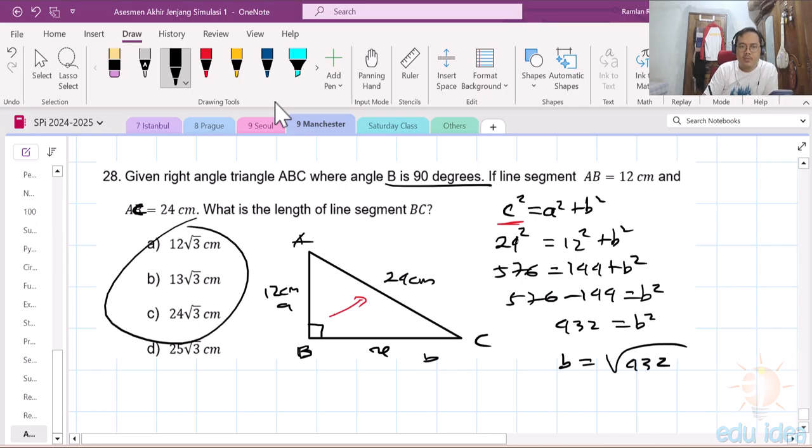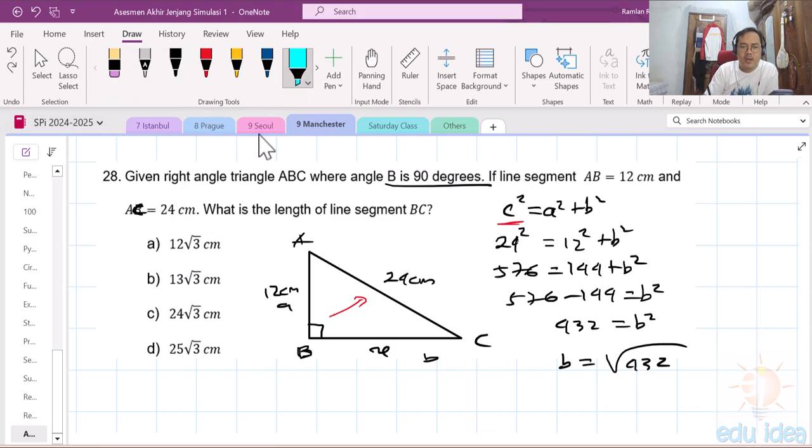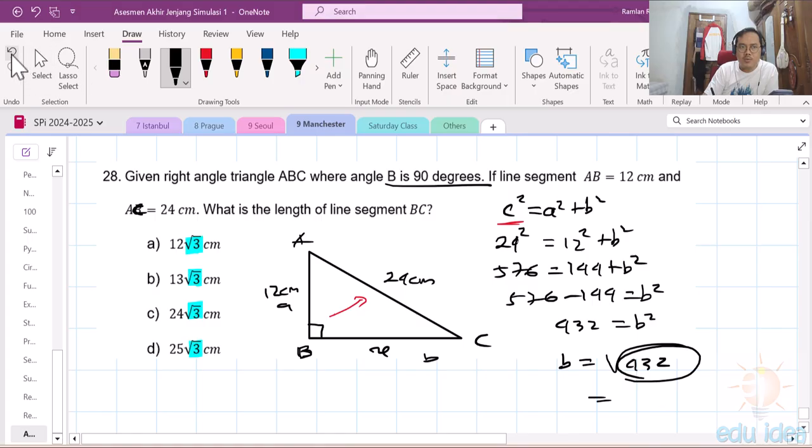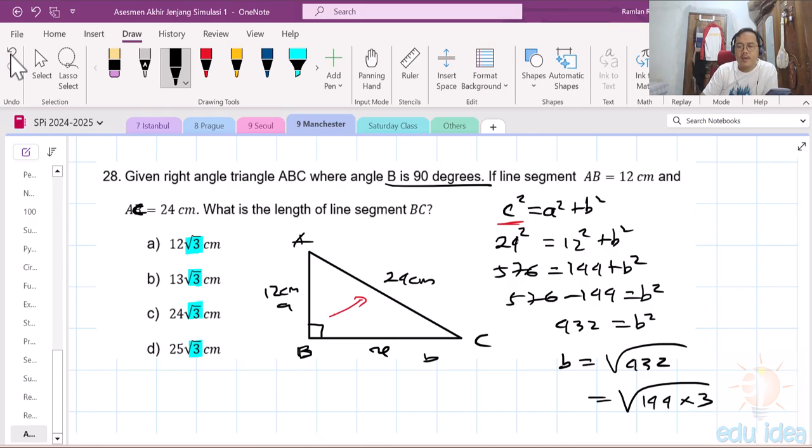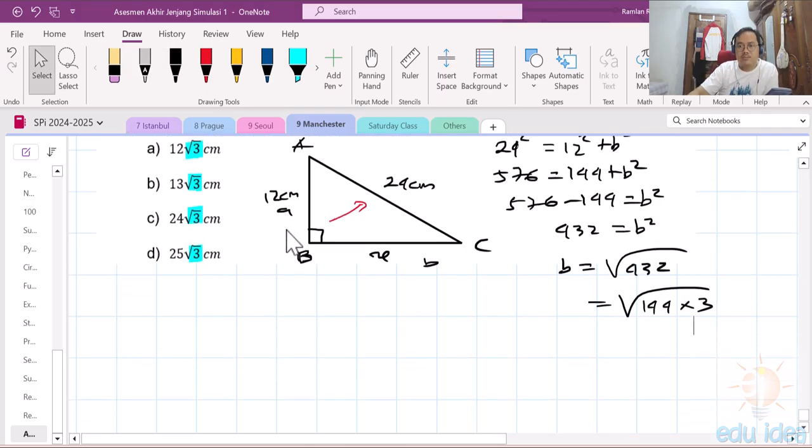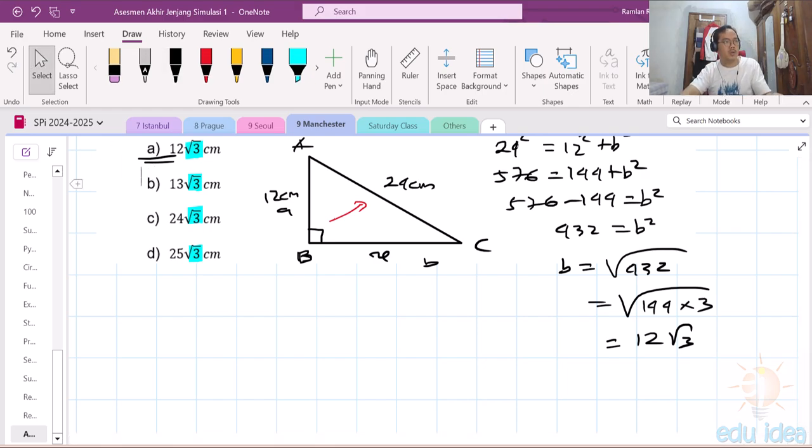Now you don't have that here, but you see that in the options, every single option has a surd of 3, meaning that we need to split this into a multiplication involving 3. So try to divide 432 by 3 and you'll get 144. So actually 144 times 3. Now the 144 can be pulled out, right? Because the square root of 144 is just 12. So this is just 12 square root of 3. There you go. Okay, question number 29.